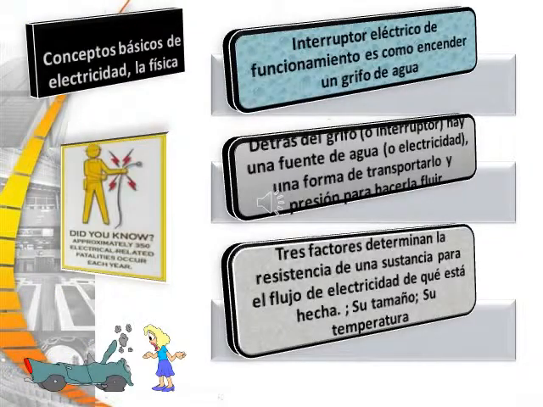The basics of electricity, the physics. Electricity is like operating an electrical switch, like turning on a water faucet. Behind the faucet or switch, there is a source of water or electricity and a way to transport it, and pressure to make it flow. Three factors determine the resistance of a substance to the flow of electricity: what it is made of, its size, and its temperature.